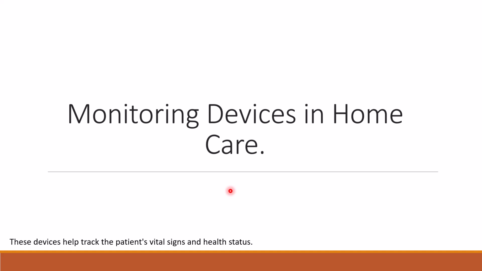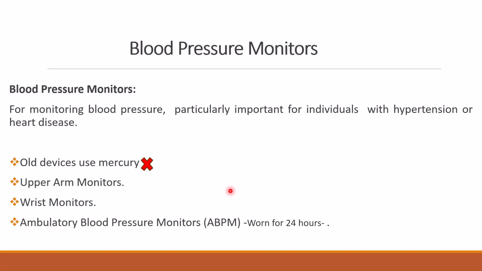The blood pressure monitors, or BP monitors, we use just to monitor the blood pressure, and it's very important with patients with hypertension or heart diseases. We have different kinds of blood pressure monitors. We have the old devices, and I'm not seeing them anymore, which are manual and use mercury. And we have the upper arm monitors, the digital ones. We have the wrist monitors, also digital, and we have the ambulatory blood pressure monitors, or ABPM.